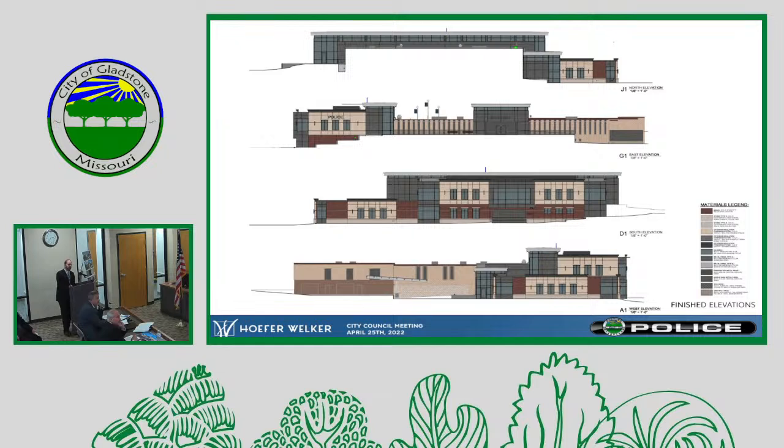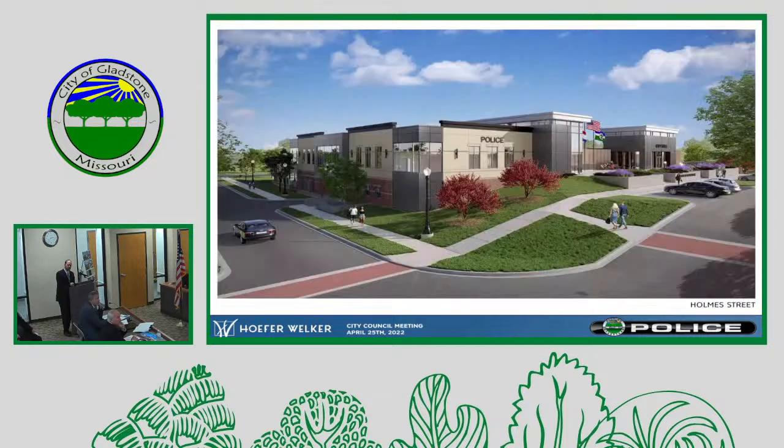On the bottom elevation, you're kind of seeing the backside of City Hall there, which again, we're not doing a whole lot with on the west side, but then you transition into that police entrance and the new police facility on the south. So there's a rendering from the intersection over here at the southeast corner.